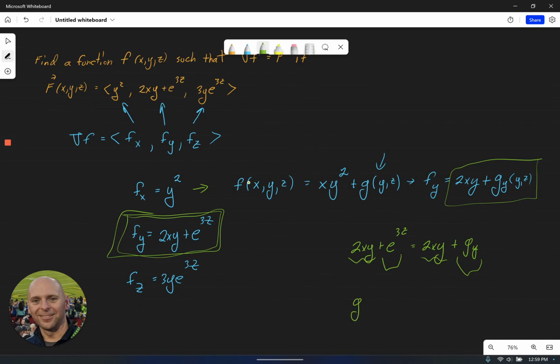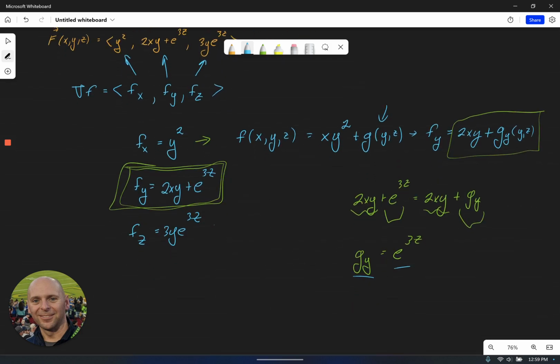So the partial of g with respect to y is equal to e to the 3z. And much like we did in the first round, we anti-differentiated to figure out what that piece would be. Here we would anti-differentiate both sides, and that would end up with a g of y, z being equal to, again, anti-differentiating with respect to y, y e to the 3z.